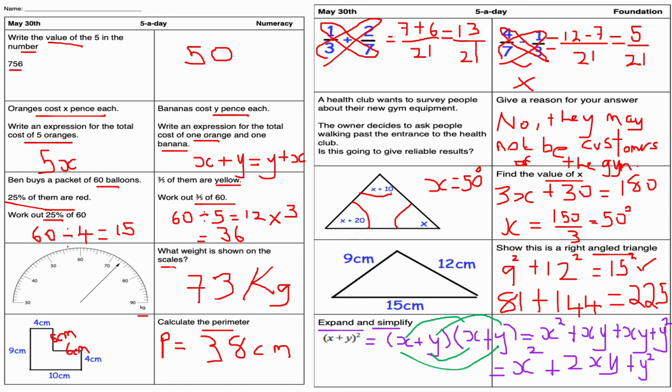So that's using the FOIL method, but you are welcome to use any method, whether it's the grid method, FOIL method, or any other method that gets you to this answer. That's how we expand and simplify double brackets.